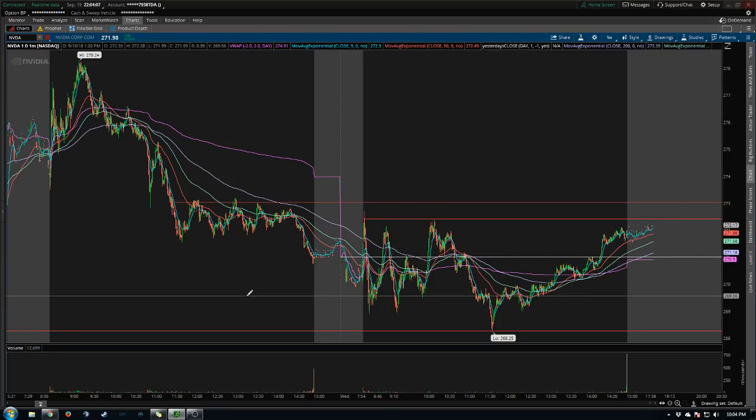So I'm going to be a little bullish on NVIDIA as well. Had a nice buyer's candle, so if it does gap up and sell off, I'm going to buy the dip on NVIDIA here.